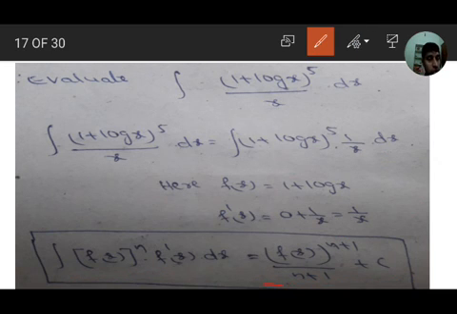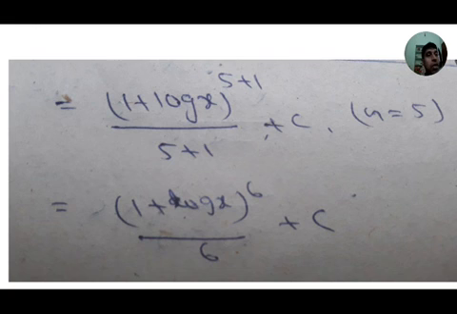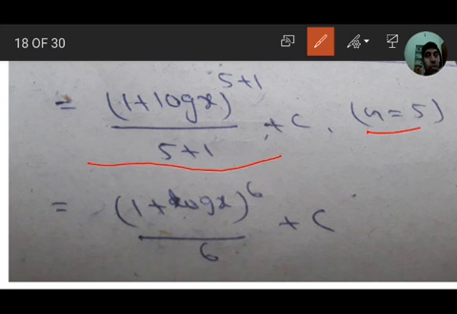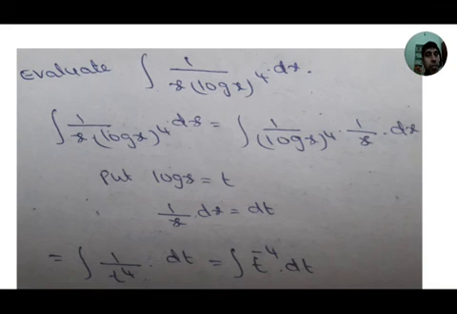Okay, f of x whole to the power of n plus 1 by n plus 1 plus c. Here f of x equal to 1 plus log x, n equal to 5. So substituting in the formula we get (1 plus log x) whole to the power of 5 plus 1 by 5 plus 1 plus c. Therefore (1 plus log x) whole to the power of 6 by 6 plus c is the answer. Next problem.